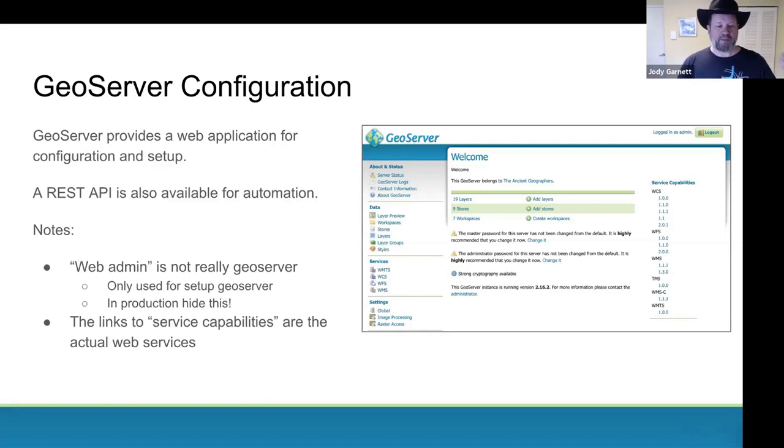So it provides a web application for configuration and setup. And there's also a REST API available for automation. Please note this web UI is not really GeoServer. This is only used to set up by one or two administrators. It's the actual web services which are the main application, and those are available over on the right-hand side of the screen. These service capabilities are the endpoints that you put into OpenLayers or QGIS.